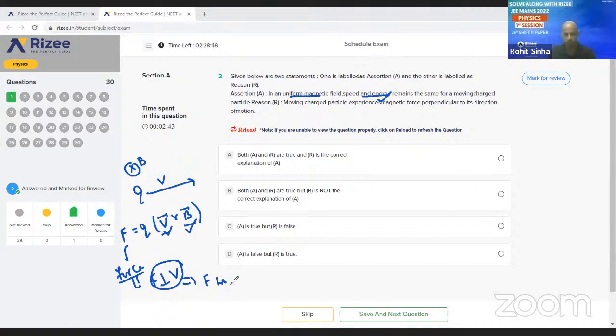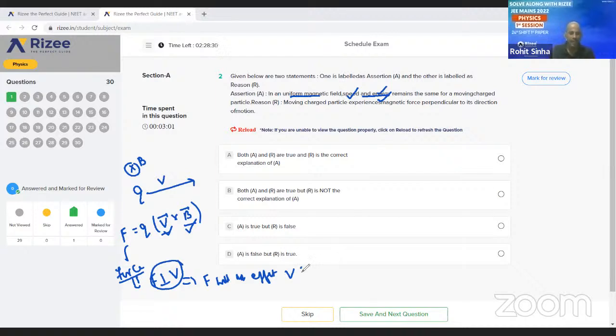Force will not affect velocity. This we came to know, that it will not affect the velocity, that is, the speed. Now let's discuss the energy.